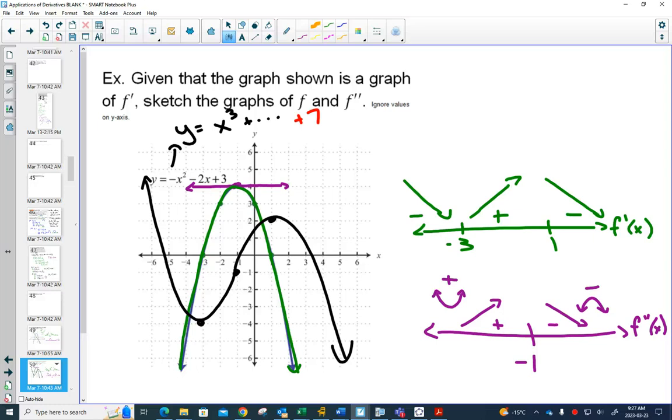So this derivative graph is the same derivative graph for a whole bunch of x cubed graphs moved up and down. Doesn't matter where they are. When you take the derivative of that last number, it goes away. It's like it doesn't matter anymore. So that's why I'm allowed to make my maxes, mins, and inflection point wherever.